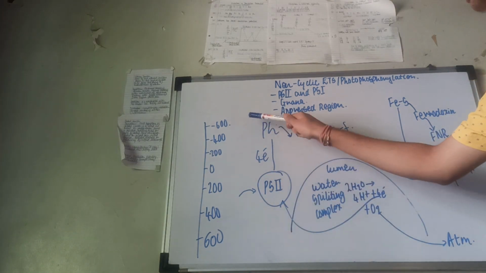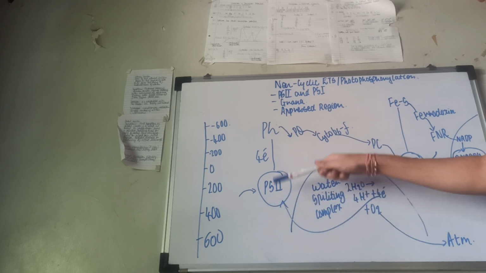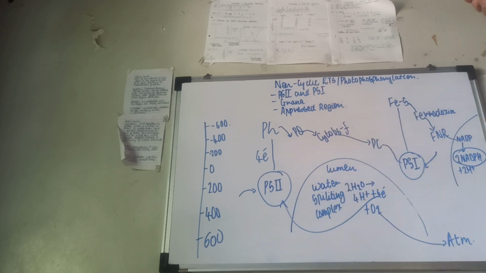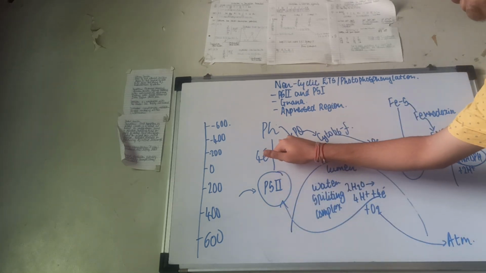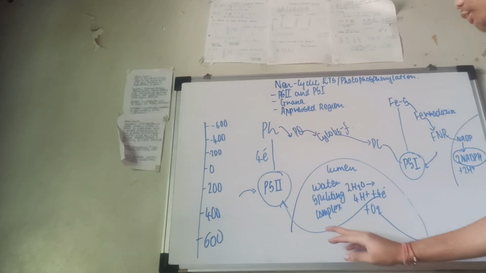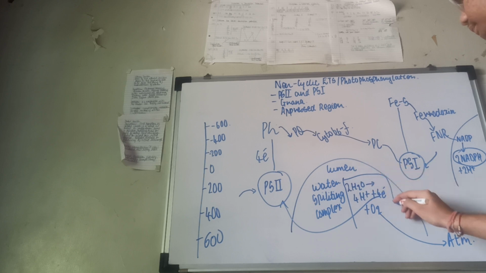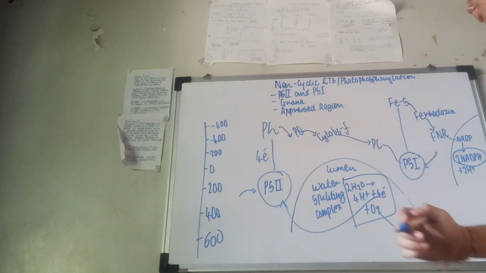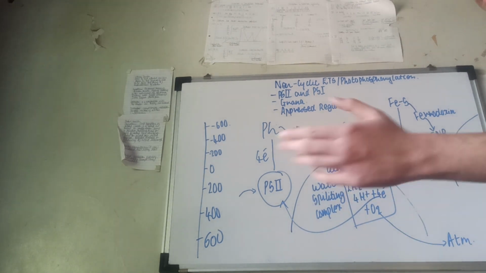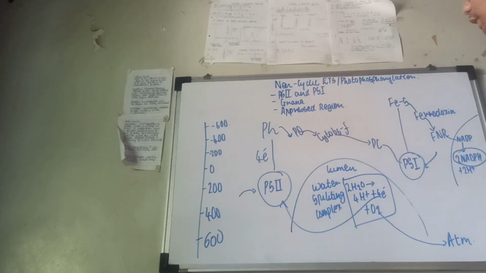This I have drawn, a scale of measuring the reduction potential. So PS2 gets light, 4 electrons are removed from it. From phaeophytin, here it becomes deficient in 4 electrons, so the water splitting complex breaks water. So 4 electrons are restored in PS2. Then phaeophytin gives 4 electrons to plastoquinone. Plastoquinone gives its electron to cytochrome B6F.